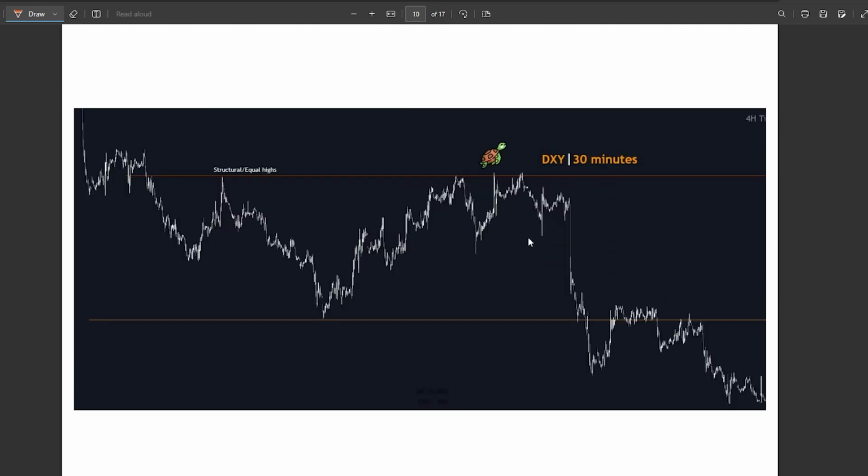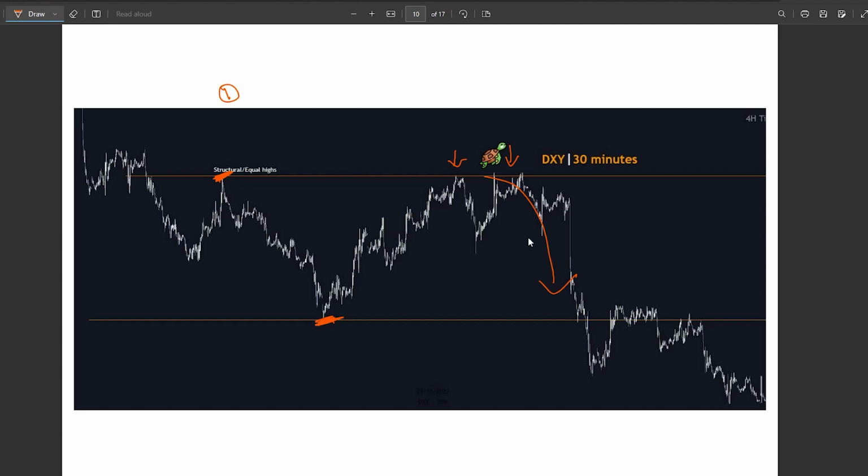This is a lower time frame version of the above chart. As you can see on the 30-minute, this was a structural high on the 4-hour. This was a structural low on the 4-hour. Price came and took out these stop losses that the retail placed here. All these wicks were stop hunts. And then what happened? After taking these stop losses, price reversed to the downside and took out these lows. So I hope this was also clear.